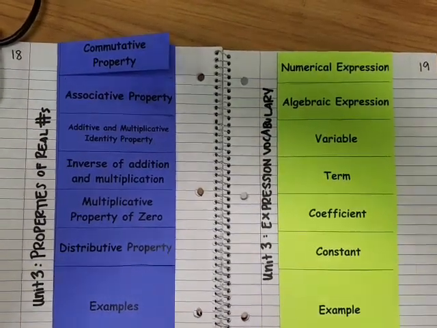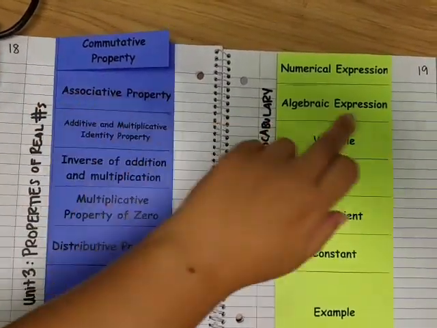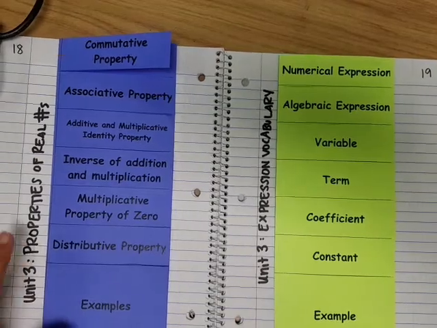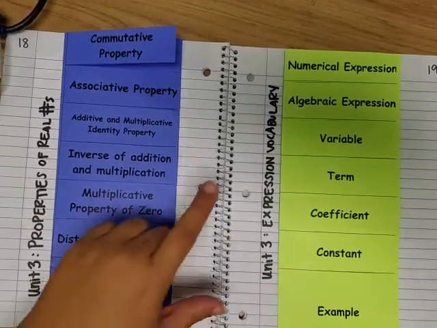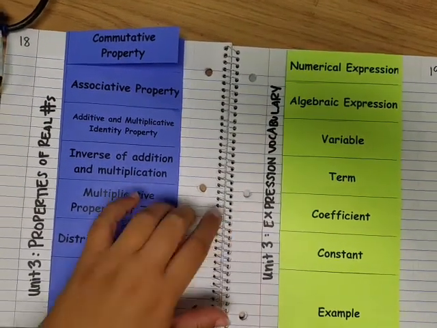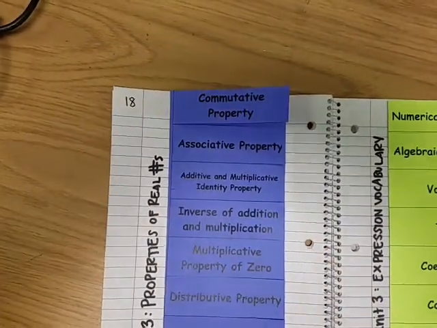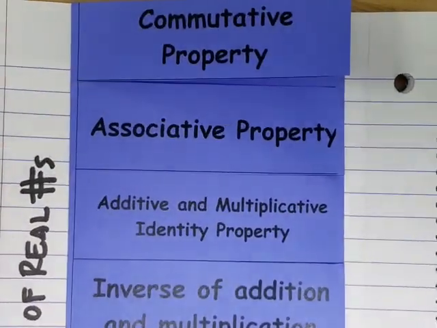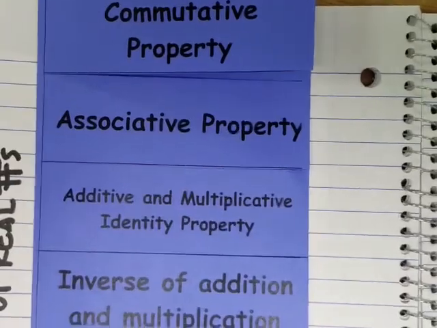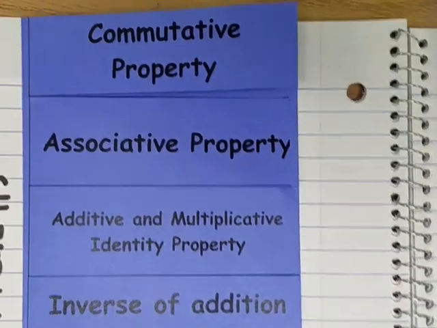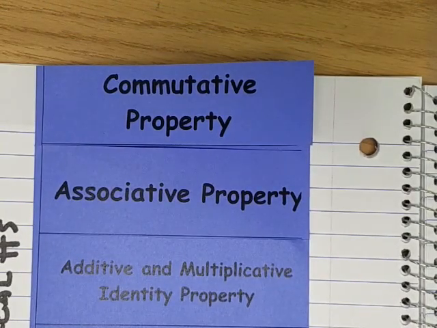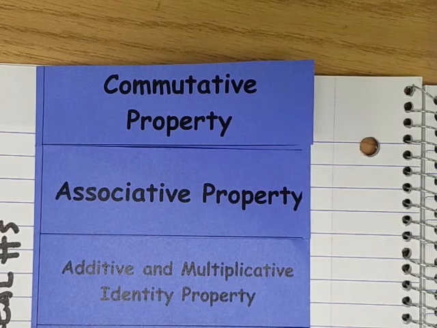Good evening, guys. These are notes for tomorrow night, and this is going to be on page 18 and 19 of our notebooks. This side is going to be our properties of real numbers, and this side is going to be our expression vocabulary. So let's get started on page 18. A lot of these words you're actually going to already be familiar with. So when I do get started, you can always work ahead if you'd like to.